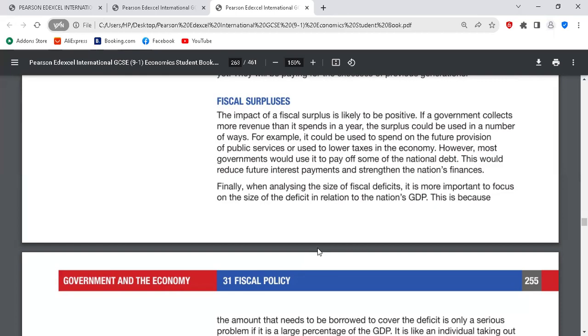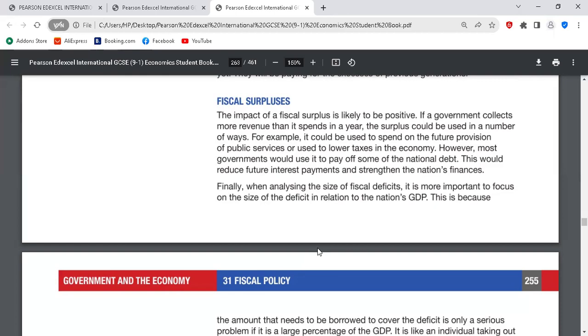This would reduce future interest payment. Okay. However, most government would use it to pay off some of the national debt. So government might also use it to pay off their national debts. So as a result of that, the interest government has to pay on debt reduces. That increases the balance of payment of the country, which is good.